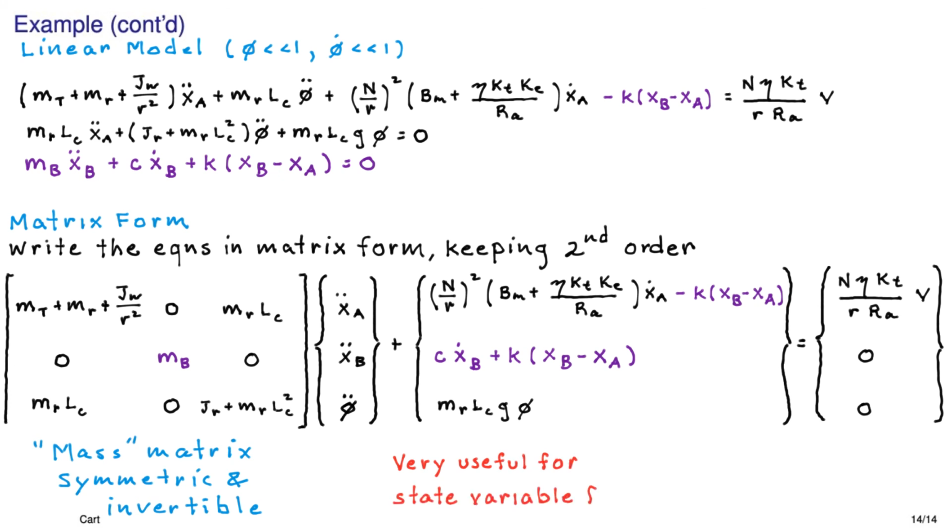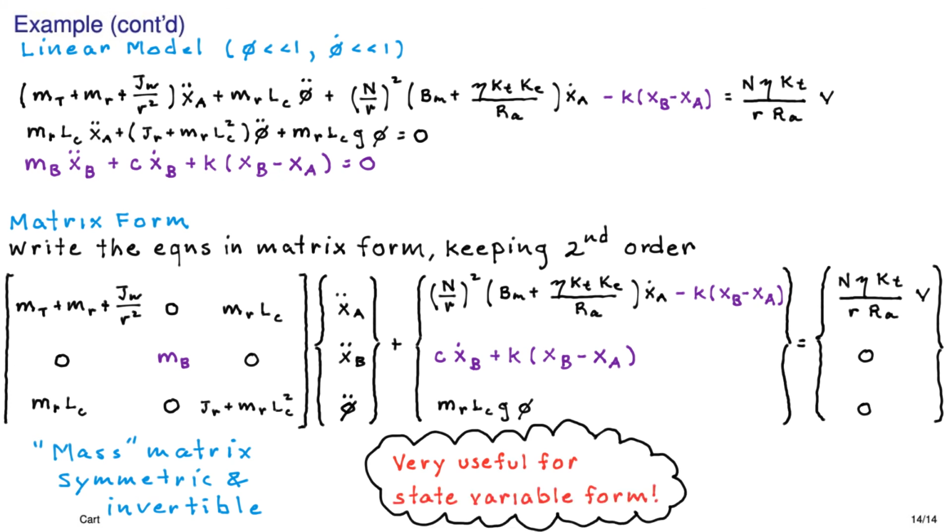Now this form is really useful for getting into state variable form, because to get to state variable form, you're going to have to solve for those xa double dots, xb double dots, and phi double dots. And to do that, you can just invert that mass matrix, multiply it through, and voila, you have those expressions.